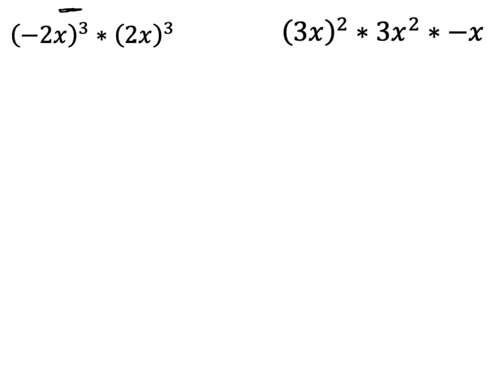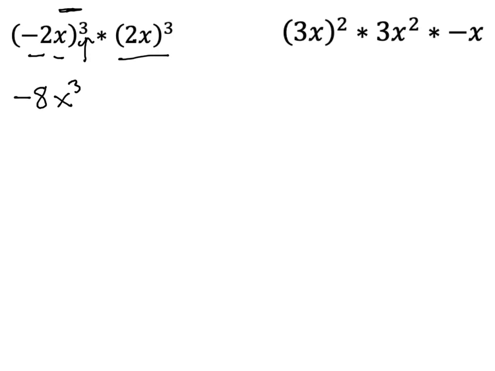First, let's deal with these parentheses. When we have an exponent that is outside of the parentheses, that exponent should be distributed to both of the bases that are inside the parentheses. So negative 2 to the power of 3, that means negative 2 times itself 3 times, which is negative 8. And x to the power of 3 is just x to the power of 3.